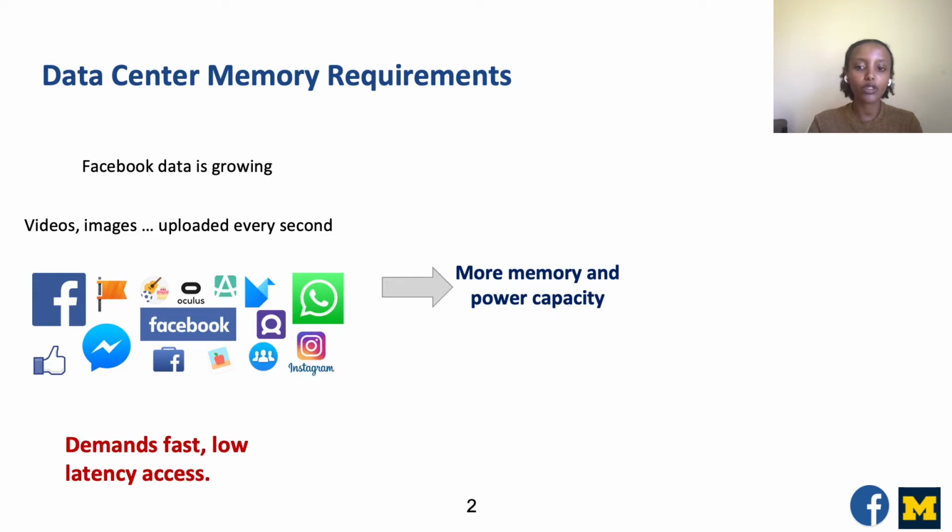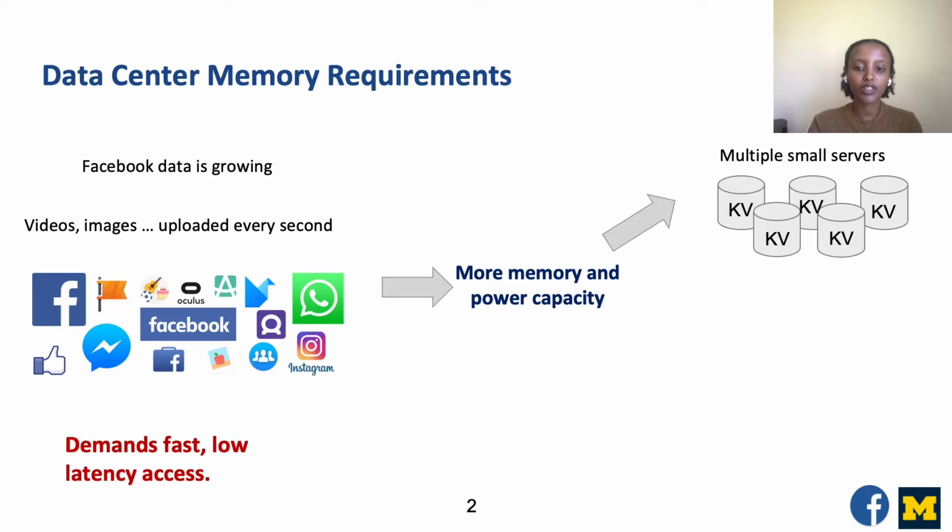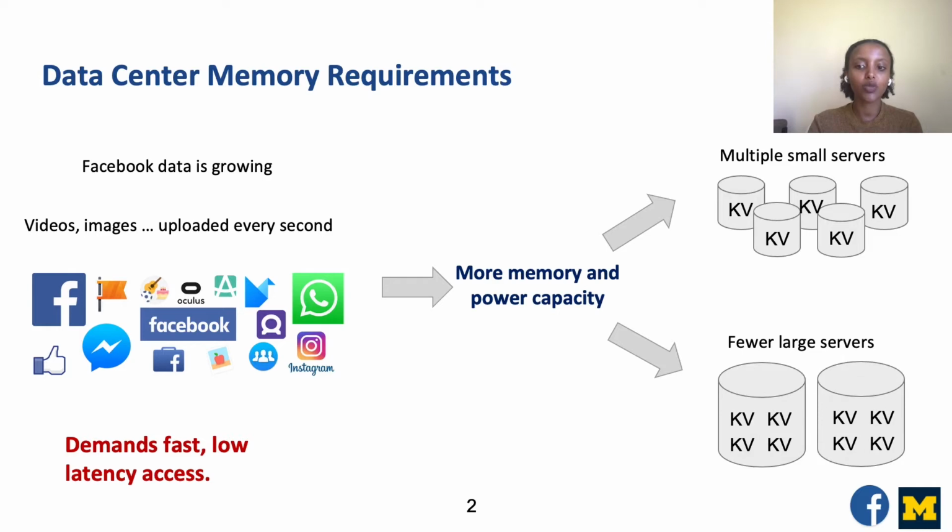Key value stores are one of the largest storage services deployed at Facebook in flash-based servers. As the data grows in key value stores, we can use multiple small servers that enable scale-out solutions by sharding databases and using multiple servers per service, or we can use large servers that have more memory per server.